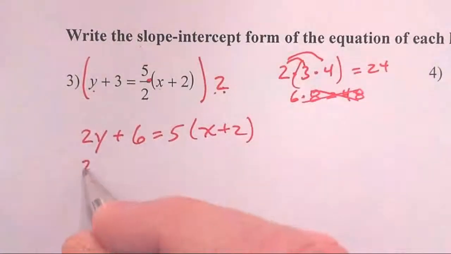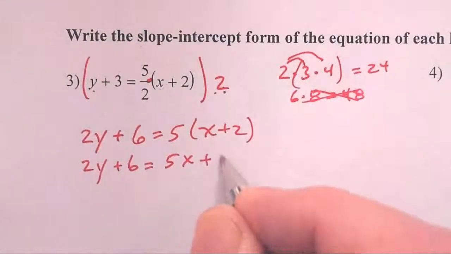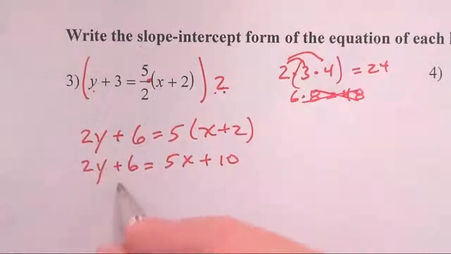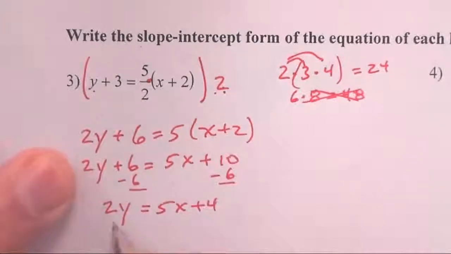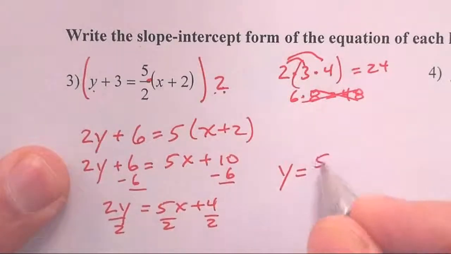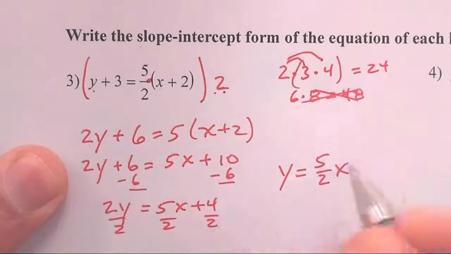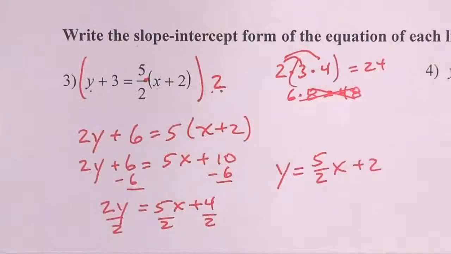So now if I continue, I've got 2y plus 6 equals 5x plus 10. I'm going to subtract 6 on both sides in my process of solving for y. 2y equals 5x plus 4, and divide by 2 for a final slope-intercept solution of y equals 5/2 x, 4 divided by 2, plus 2. So writing slope-intercept form would involve solving for y.